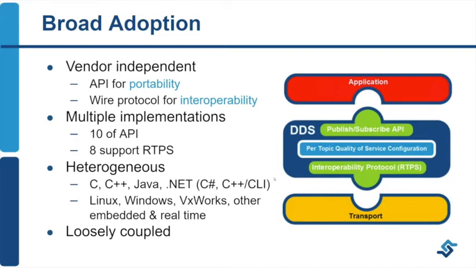You have in the architecture here your application on top. Then you have the DDS layer. Basically the DDS is a library you can link to your application, and behind this library there is the transport, and the transport could be whatever: UDP, TCP, shared memory, serial, whatever you need.